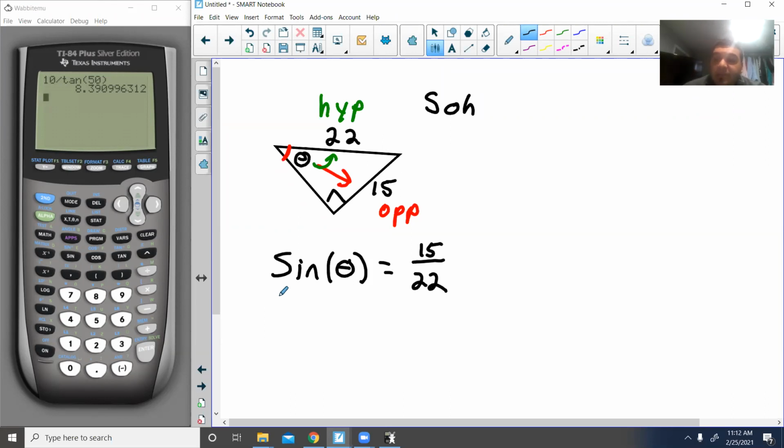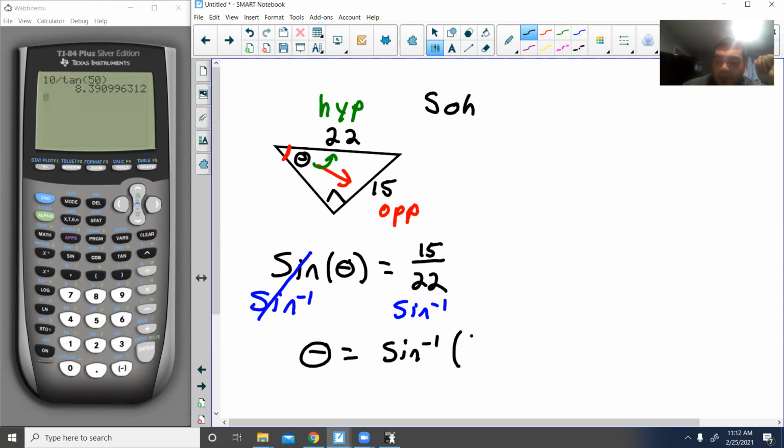All right, now to isolate the variable. This variable, theta, is being held by a sine. The only solution to a sine is the sine inverse, or sine^-1, also referred to as arcsine. A lot of names for it. So if I do sine^-1 on the left, I have to do it on the right. And this allows me to cross out sine. So theta is going to equal sine^-1 of 15 over 22.